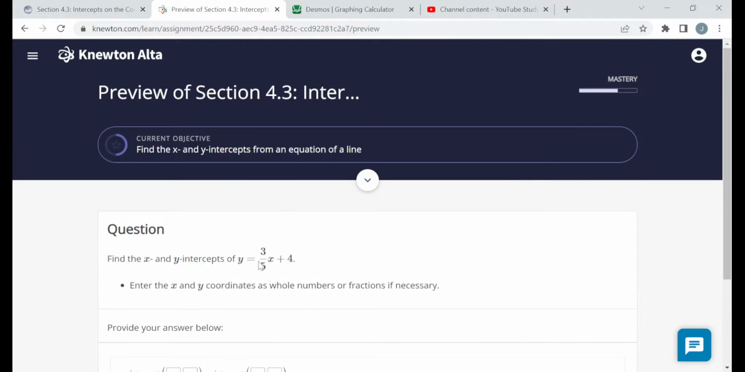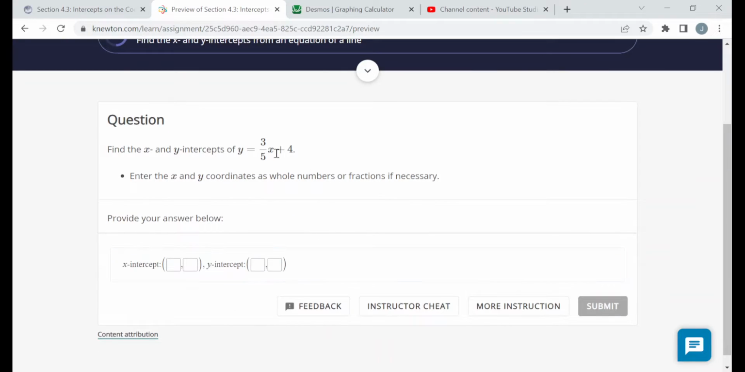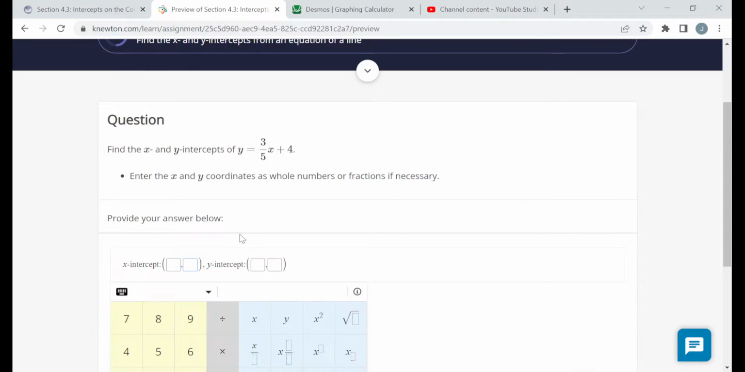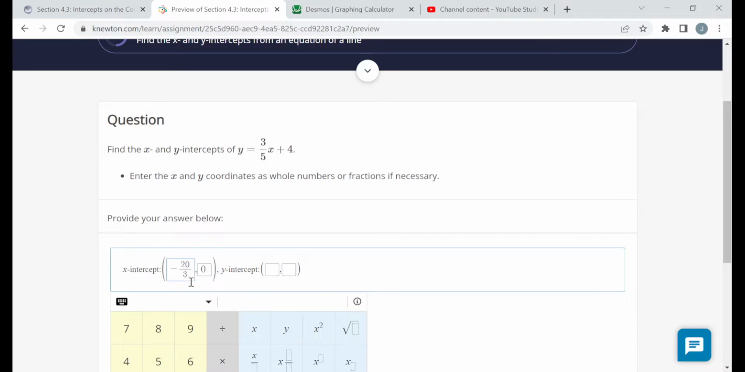Alright, and then they're giving us an equation of a line here. Again, I'm just going to speak this one out loud. You can write it by hand if you wish. But for the x-intercept, right, the y-coordinate is 0. And if the y-coordinate is 0, you'd have 0 equals 3/5 x plus 4. You would subtract 4 and then multiply both sides by 5/3. Right? Negative 4 times 5/3 would be negative 20/3.